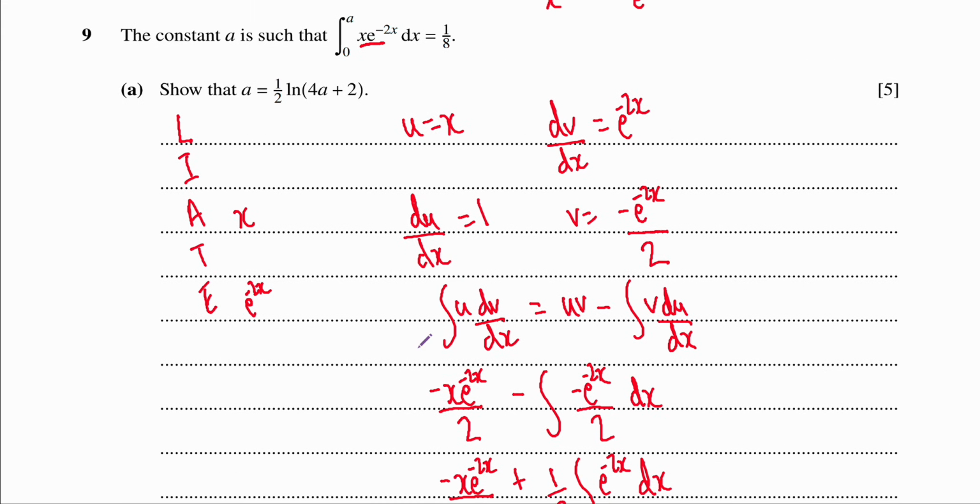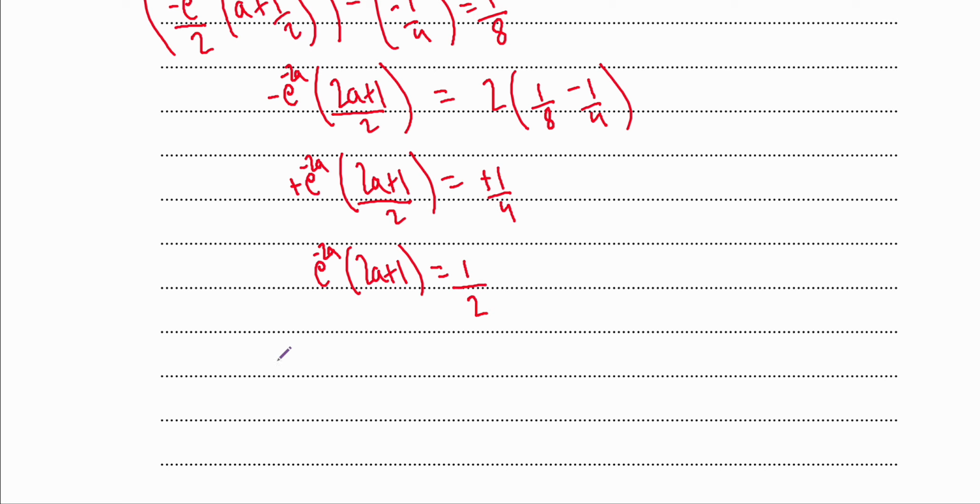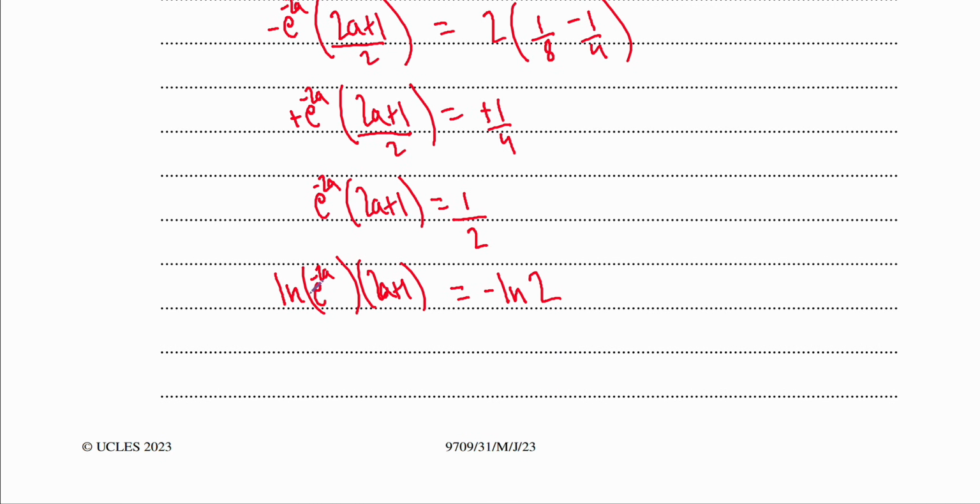Now we need to use the natural log because we need to get a on its own. So how do we do that? Well, let's take the natural log of both sides. So we have ln of this whole thing, ln of e to the negative 2a times (2a plus 1), is equal to the ln of a half, which is equal to negative ln 2, right? What do we know? ln of a times b is ln a plus ln b. So that is ln e to the negative 2a plus ln (2a plus 1) is equal to negative ln 2.